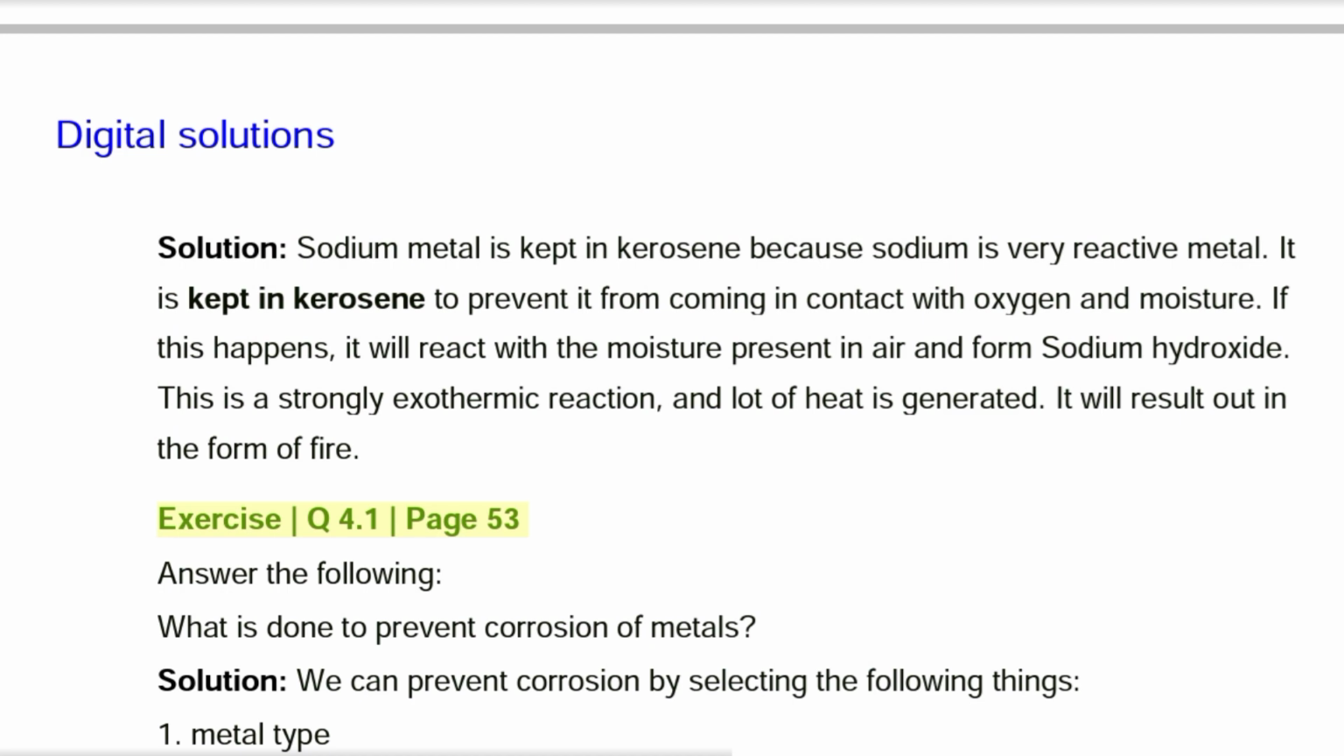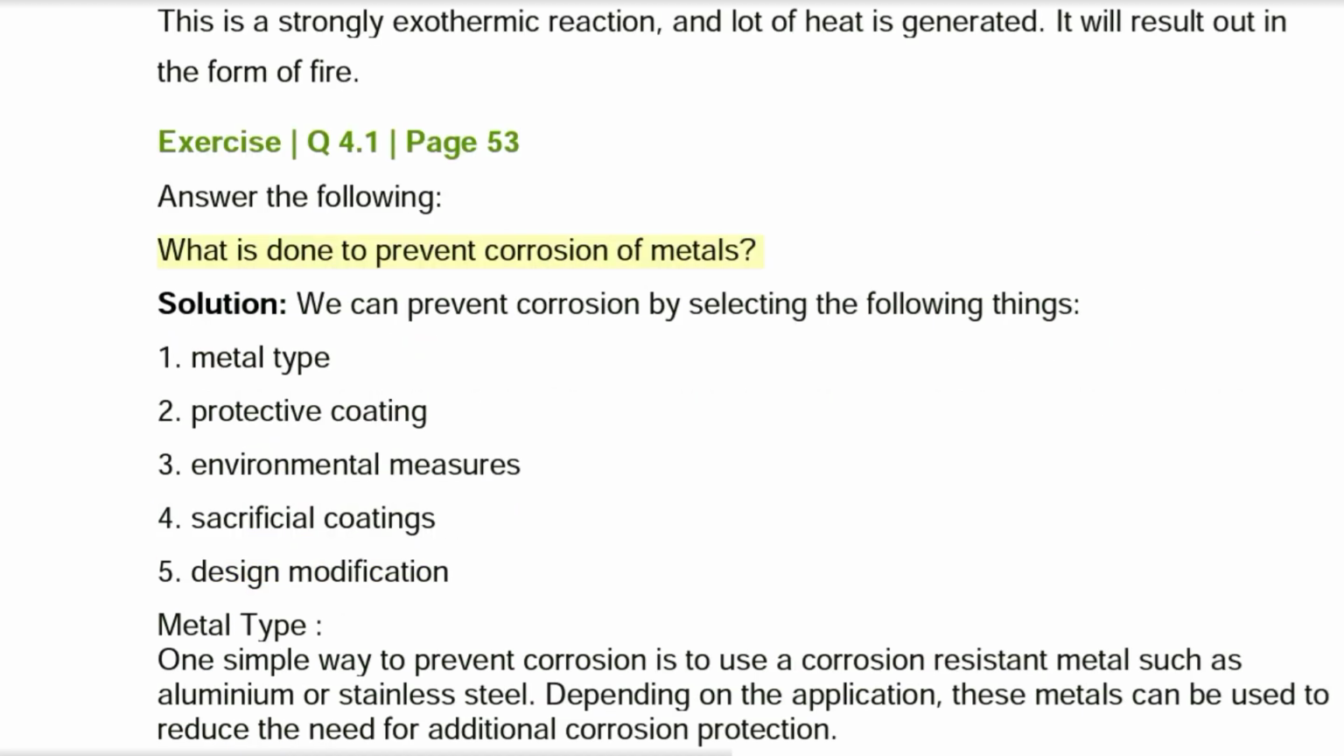Exercise Q4.1, page 53. Answer the following. What is done to prevent corrosion of metals? Solution. We can prevent corrosion by selecting the following things: 1. Metal type. 2. Protective coating. 3. Environmental measures. 4. Sacrificial coatings. 5. Design modification.